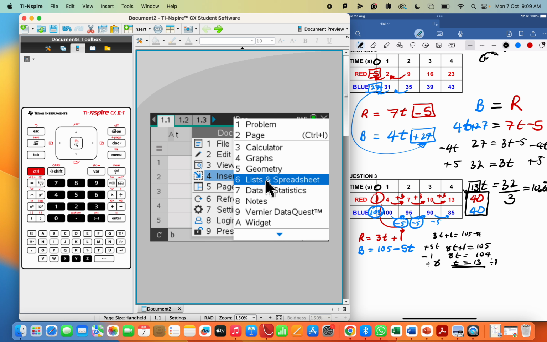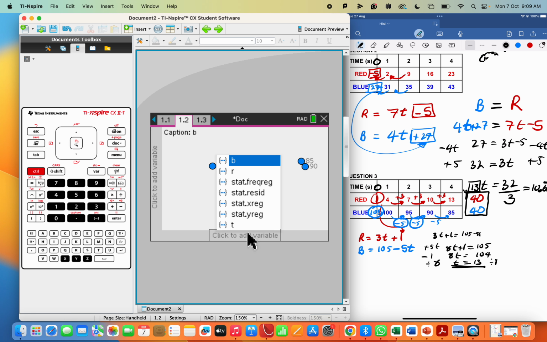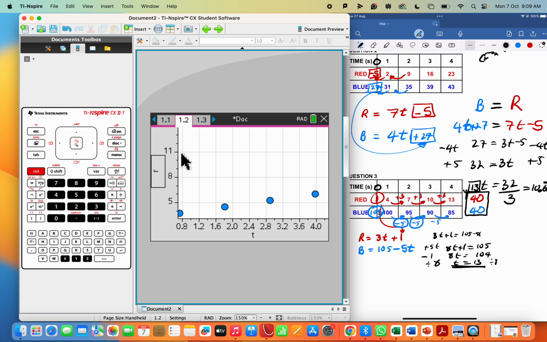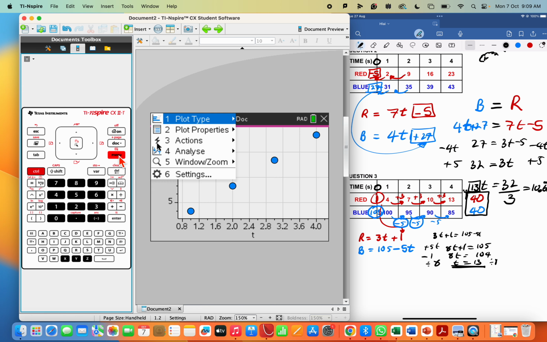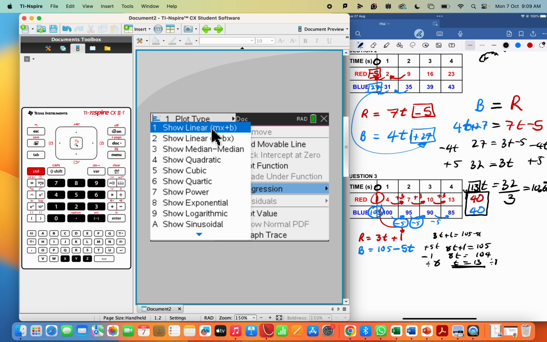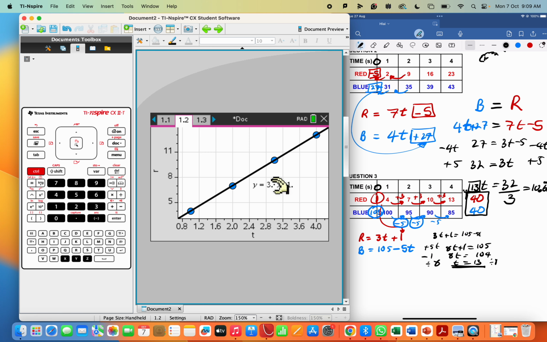Anytime we put data into a spreadsheet, we want to plot the graph using number 7, not using number 4. So from here to here. And then when you click on the variable, you can choose which variable to go on each axis. And then finally, Menu, Analyze, Regression, Linear mx plus b, and there's your rule.